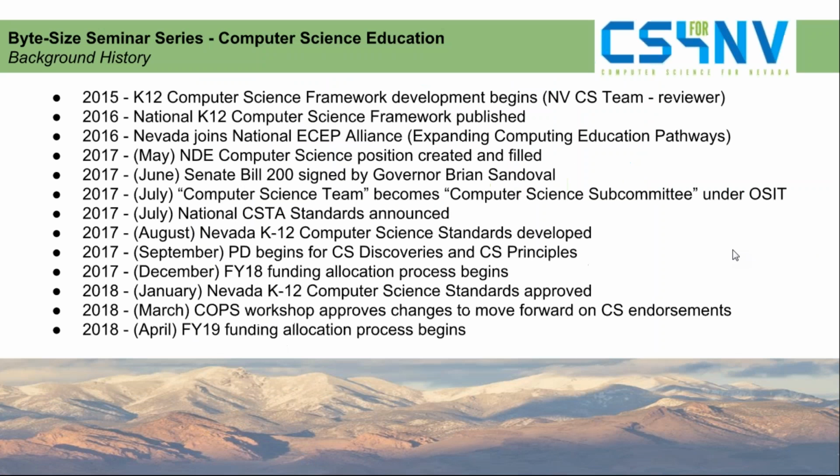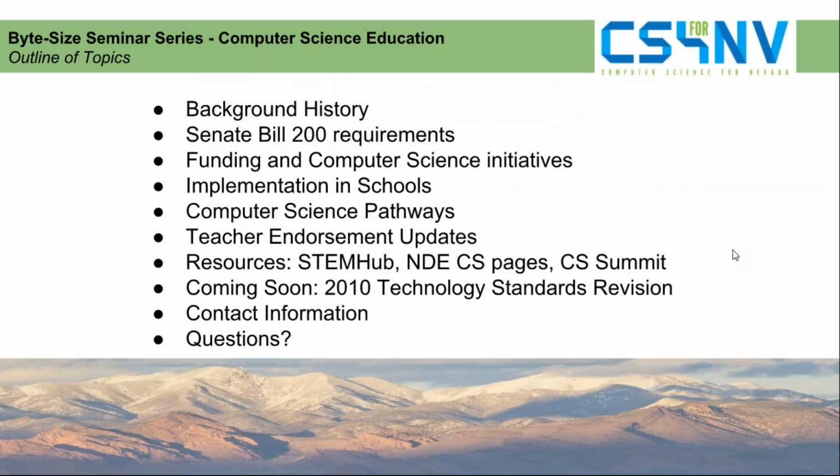So the first thing that we want to talk about is going to be the background history. How did we get where we are right now with Senate Bill 200? What the requirements are that are outlined in that bill, funding and computer science initiatives that we have in place right now and moving forward. What does this look like as far as implementation in the schools? A suggested pathway for computer science. There's been some updates to our teacher licensing endorsements, so we're going to talk about that a little bit.